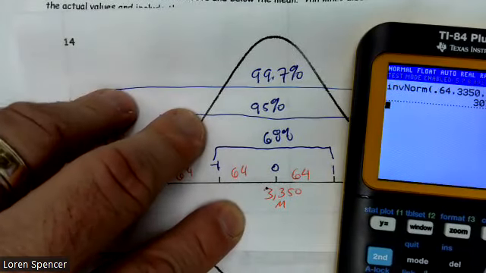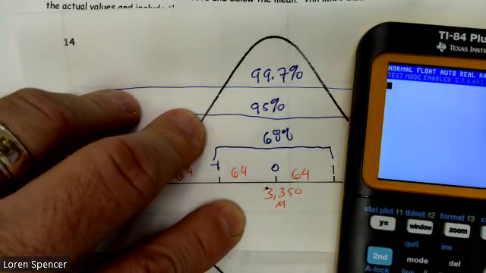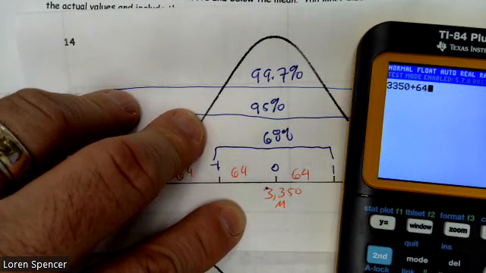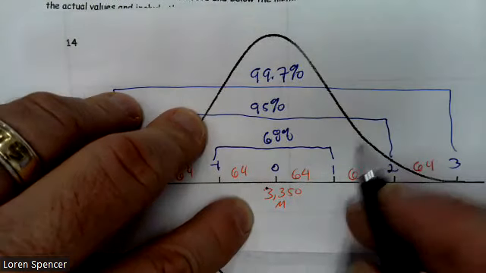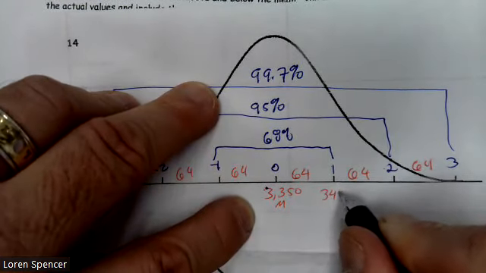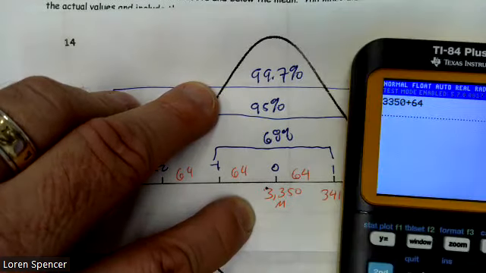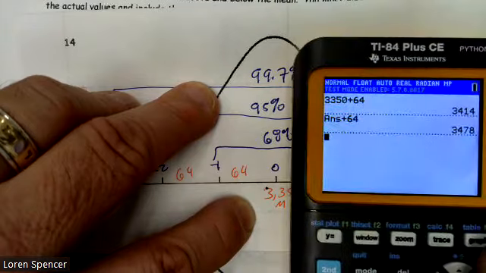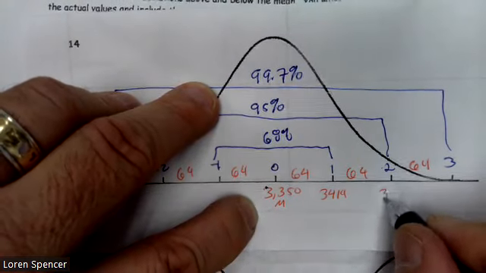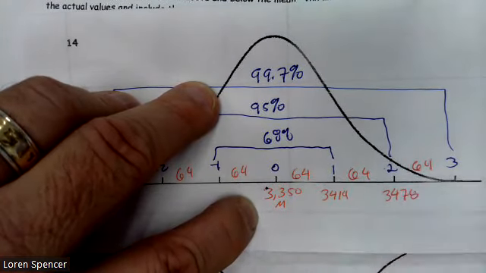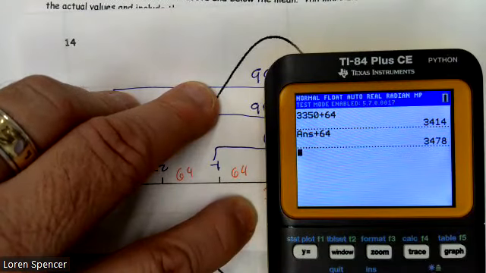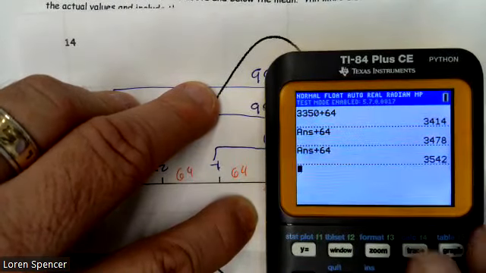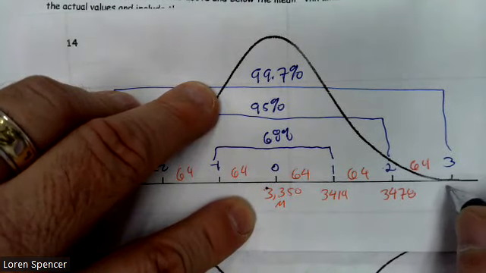So we're going to just start adding 64 to 3,350. So 3,350 plus 64 is 3,414. I'm going to add 64 again: 3,478. And once more, we're going to add 64 again. So 3,542.